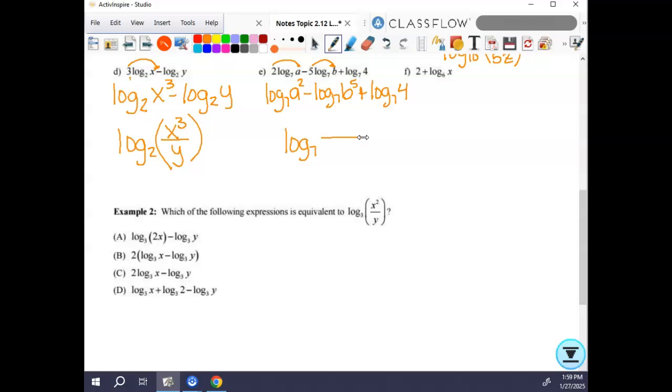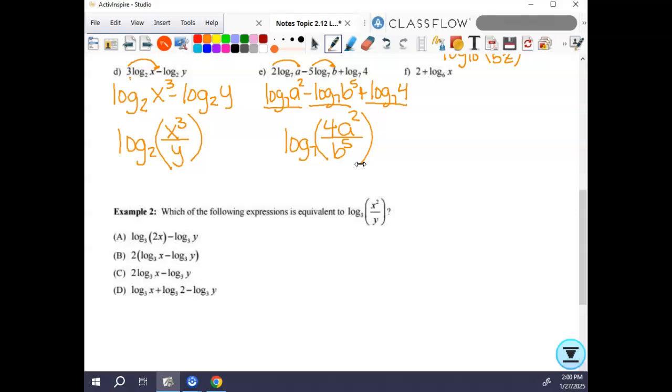All right, you ready for me to talk you through it? A squared is on a positive log. It goes in the numerator. B to the 5th is on a negative log. It goes in the denominator. 4 is on a positive log. It goes in the numerator. See how easy it is to put that stuff together? Any questions at all? Okay.